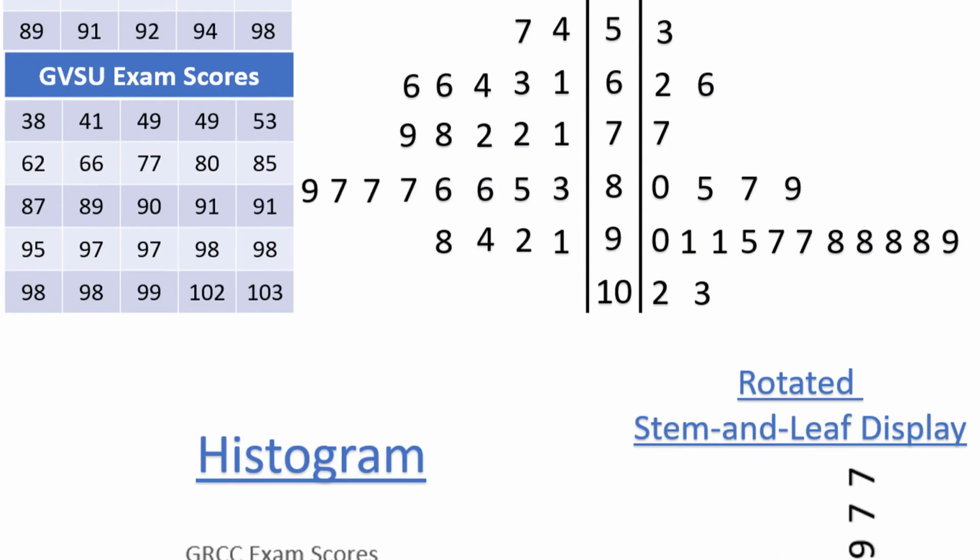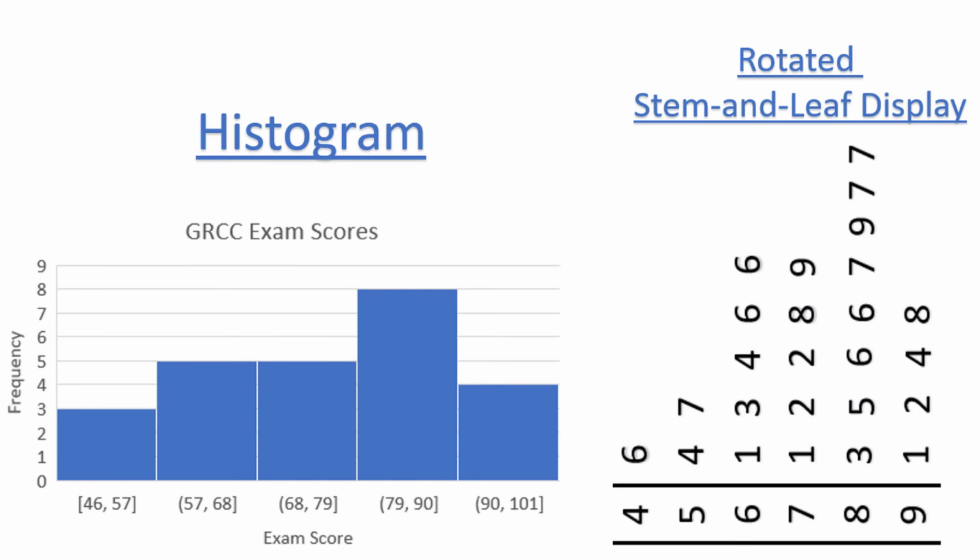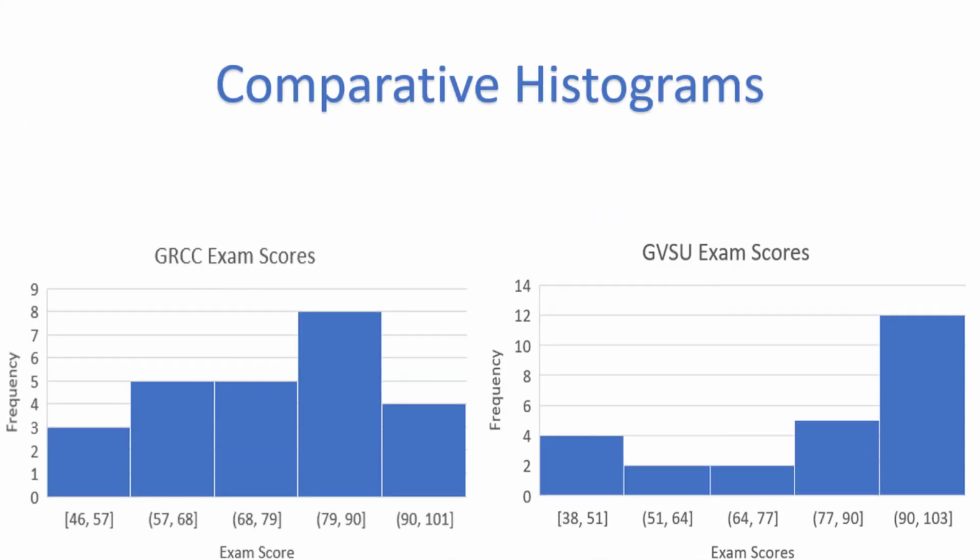In fact, here's what the histogram looks like for the GRCC students next to the rotated stem and leaf display. They have a very similar shape. Here are the side-by-side histograms for the GRCC and GVSU test scores, which tell us the same story. The GRCC scores are approximately normal or mound-shaped symmetric, and the GVSU scores are a little bit more skewed left.